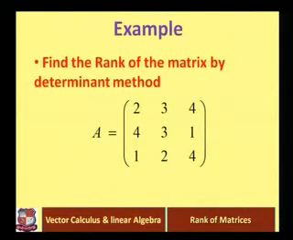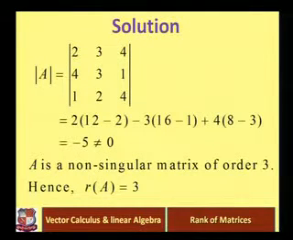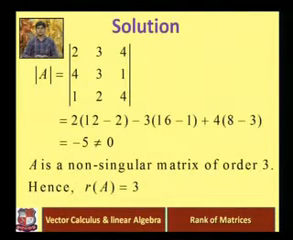For that we choose one matrix. The matrix A is equal to [2 3 4; 4 3 1; 1 2 4], and we want to find the rank of this matrix, meaning independent rows or columns. For that we determine the determinant of that matrix, which we discussed how to solve in the last lecture.